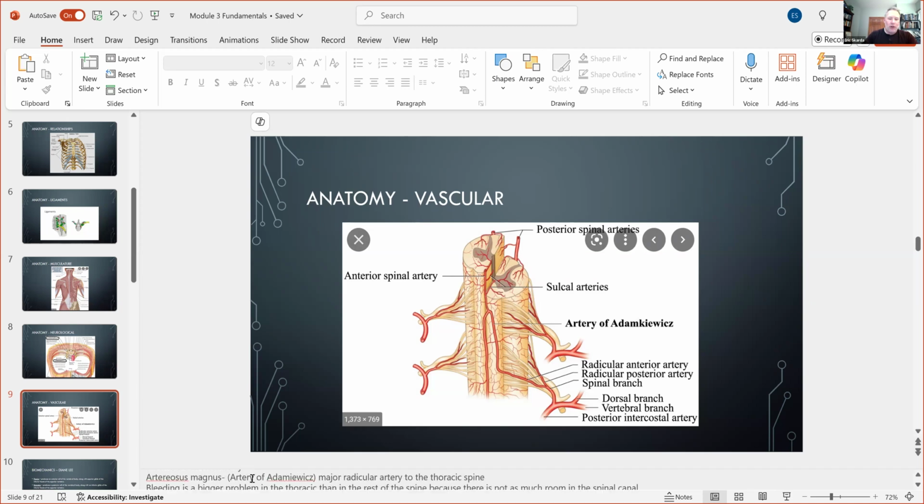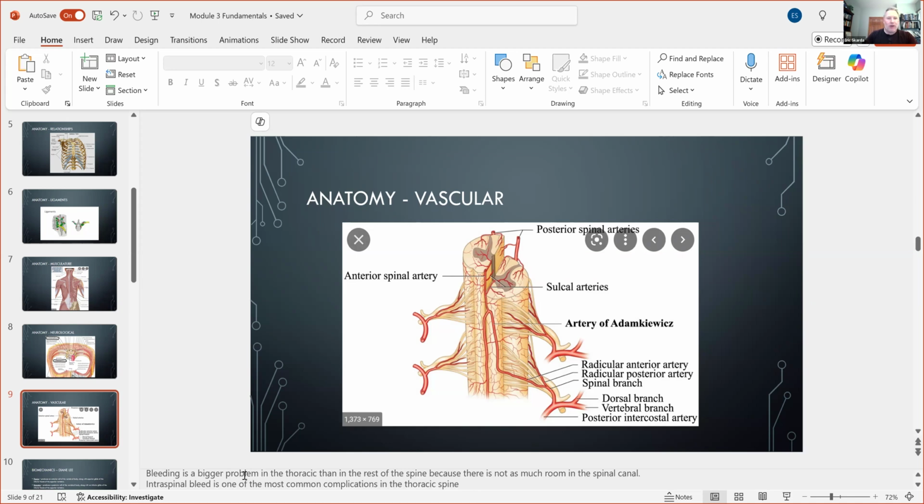Okay. Yep, got all that. And again, bleeding, we talked about this a little bit previously, but the idea that anything that's going to take up space, so blood in the canal, is going to take up a lot of space, and since there's less space within the canal in this body region, it's going to potentially cause more issues.